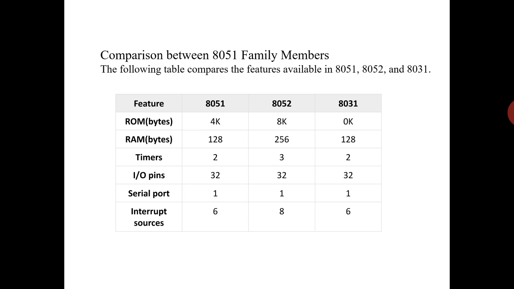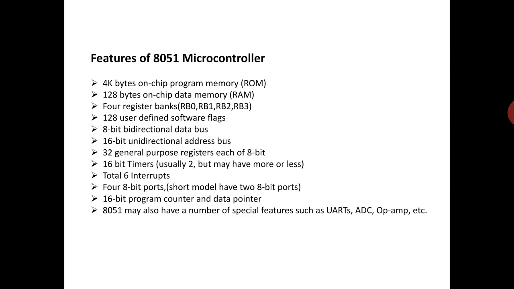8051 has 32 input output pins. 8052 has 32 input output pins, and 8031 has also 32 input output pins. Serial port present in 8051 is 1, same in 8052 and same in 8031. Last is interrupt sources. 8051 has 6, 8052 has 8, and 8031 has 6.